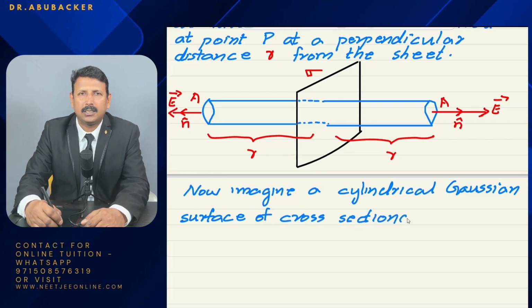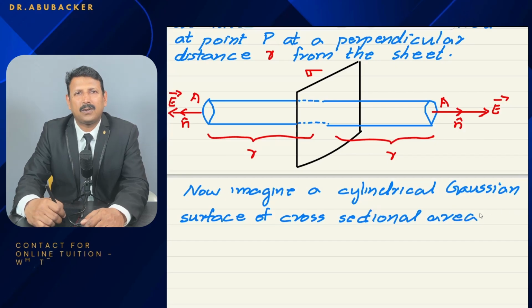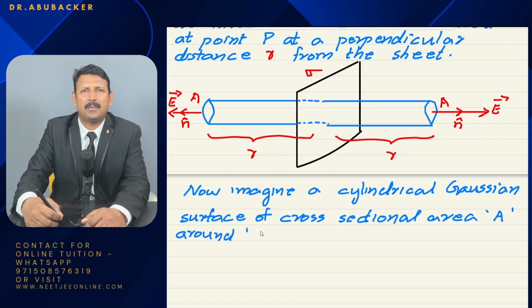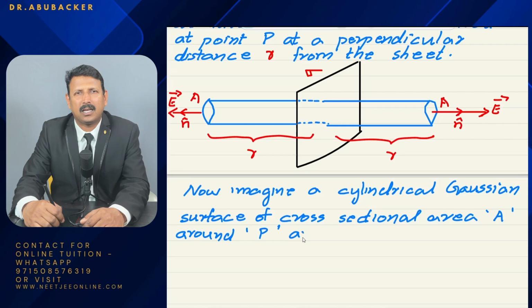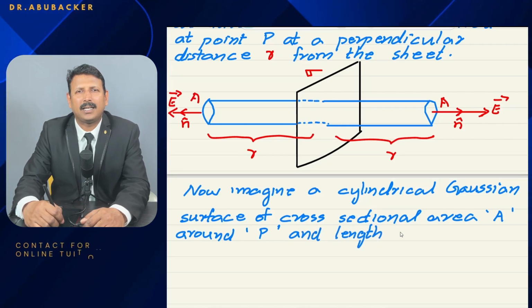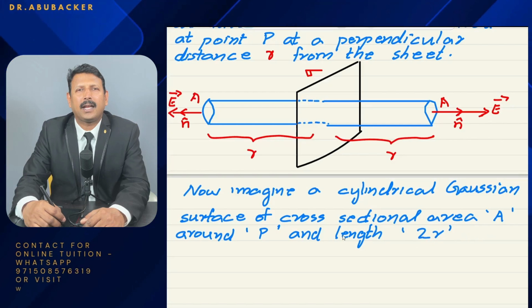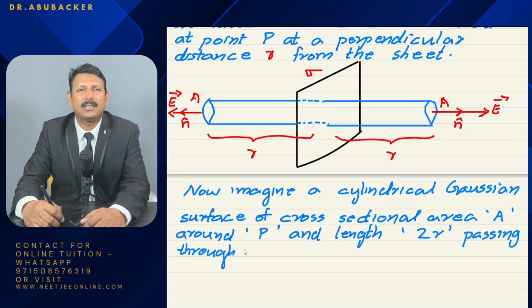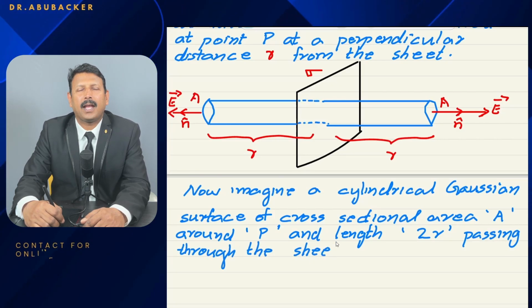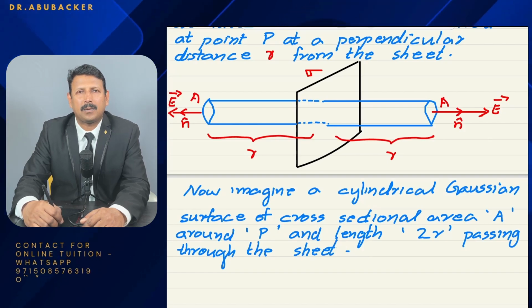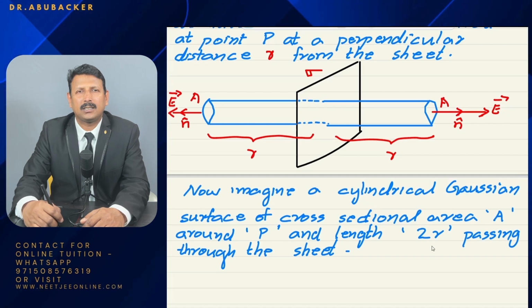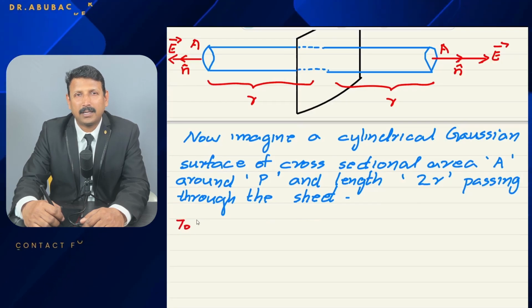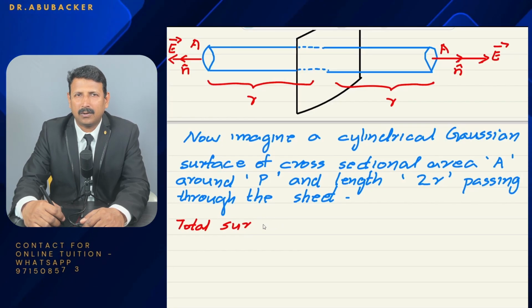Now imagine a cylindrical Gaussian surface of cross-sectional area capital A, as shown in the figure. You can see the diagram and understand. One imaginary cylindrical surface is considered, and the cross-sectional area of that cylinder is capital A, around the point P. Point P is the place where the end of the cylinder is. The length of the cylinder from left to right is r plus r, that is 2r, passing through the sheet. Prepare a similar sentence, or the same sentence, there is no problem, but it should make sense. Whenever you write something, it should connect with the diagram.